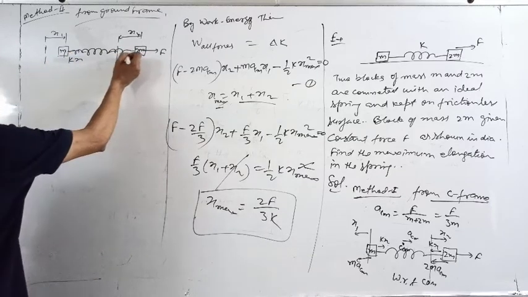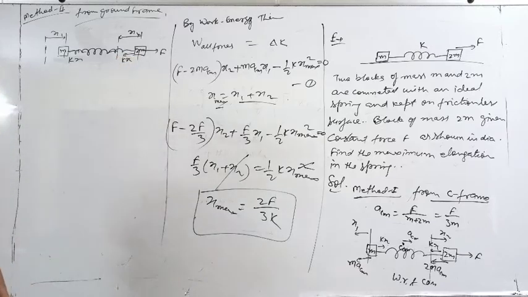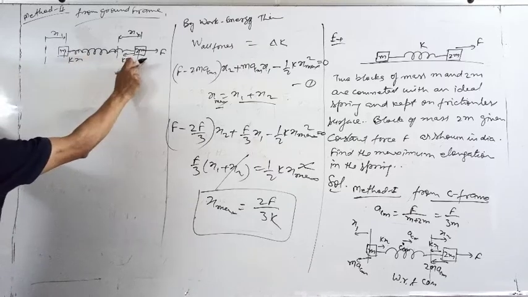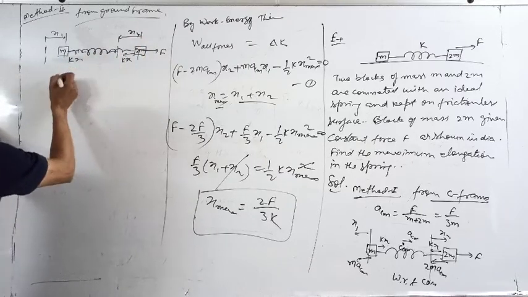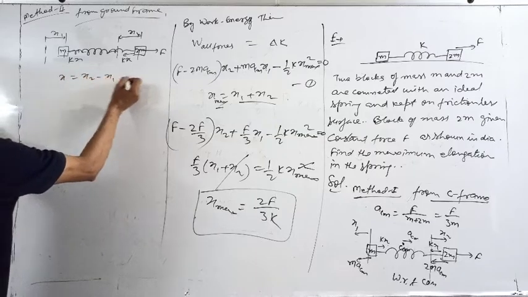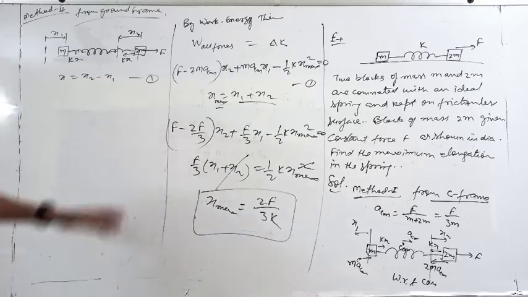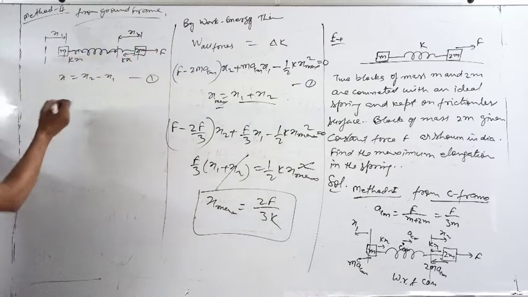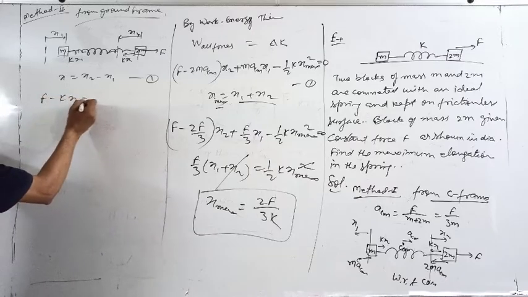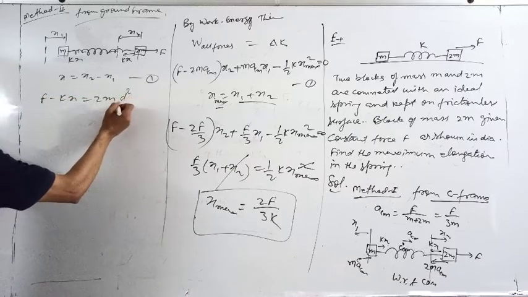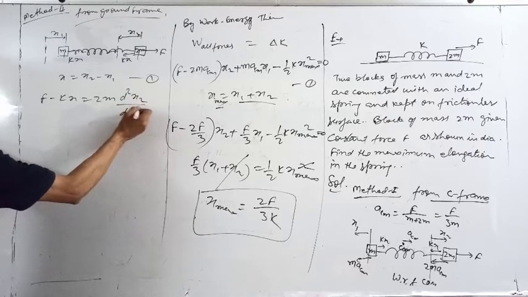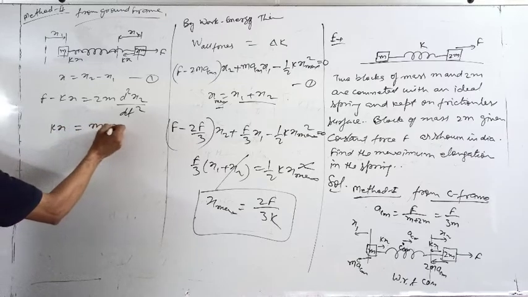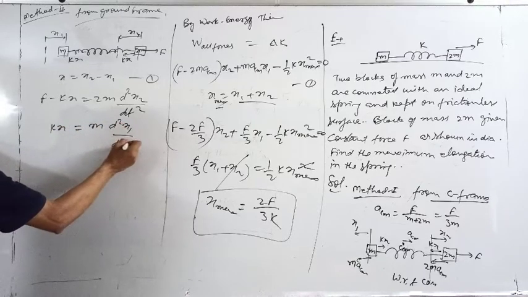So first of all, kx here. See the equation for x. X is the elongation in the spring. This is moving in this side, this is moving in this side. So elongation x must be equal to x2 minus x1, since this is moving more, this is moving less. Equation for this: f minus kx equals 2m d2x2 by dt square. For this, kx is equal to m d2x1 by dt square.